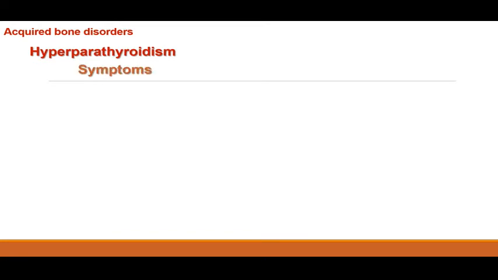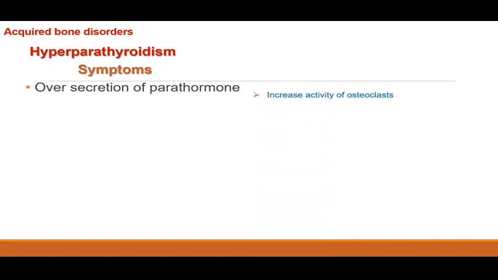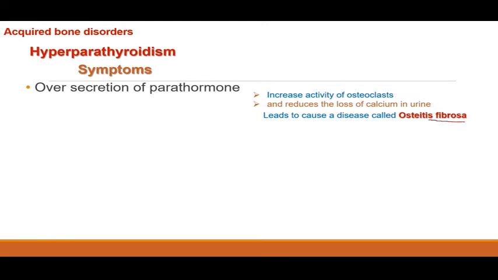The next acquired bone disorder is hyperparathyroidism. Symptoms include oversecretion of parathormone, which increases the activity of osteoclasts and reduces the loss of calcium in urine. This leads to the disease called osteitis fibrosa, which is characterized by overactivation of osteoclasts and increased separation of calcium from the bones. So railroad tracks are formed in the bones. Bones become soft and bent.